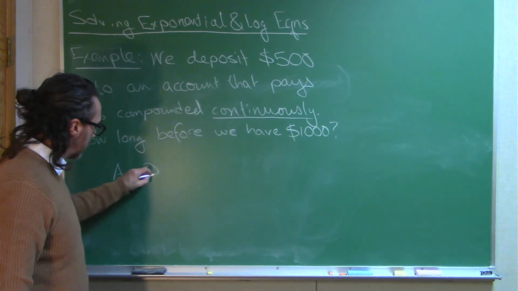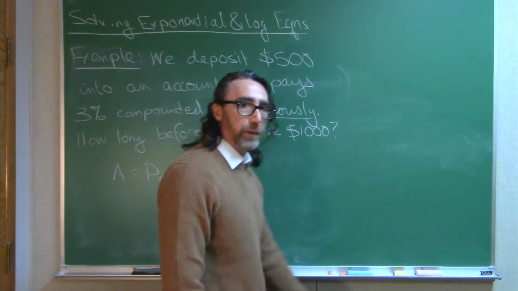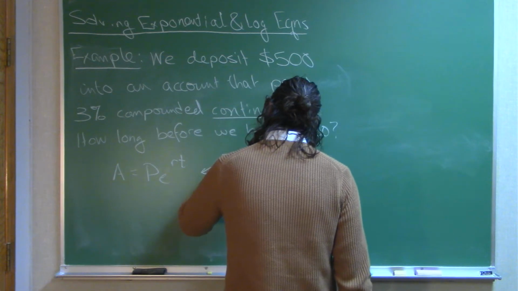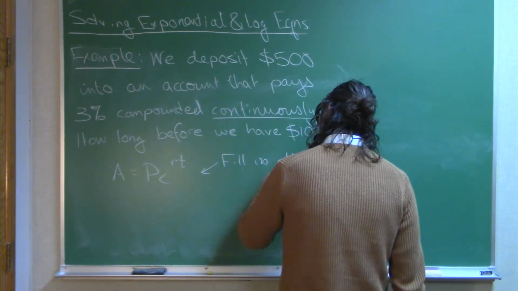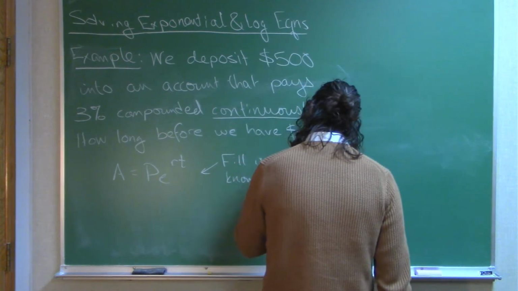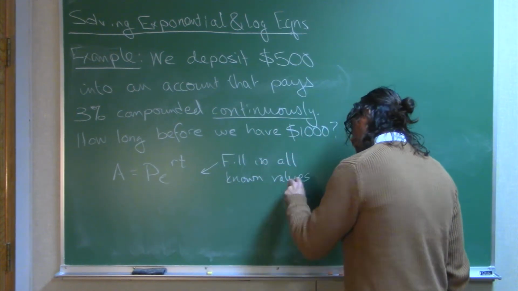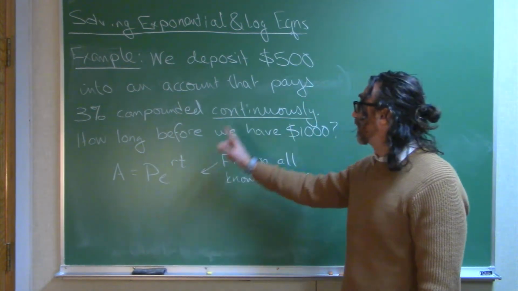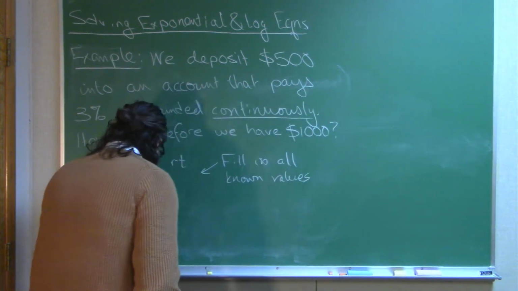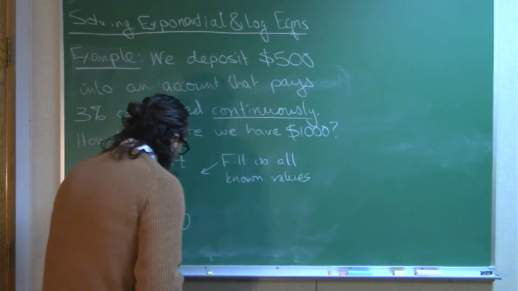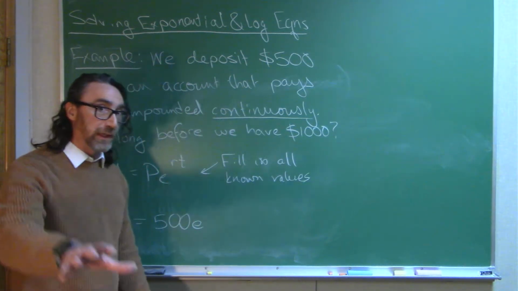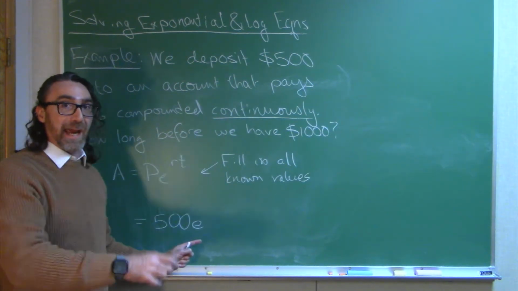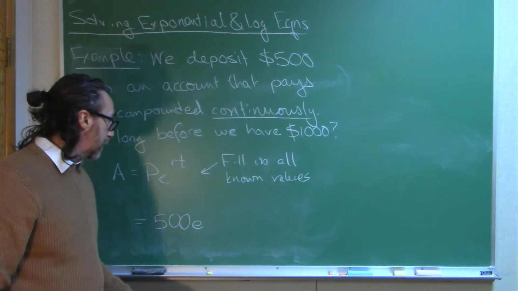Okay, so we see this keyword here, continuously compounded interest. So right away, we're thinking about this model here. A equals P e to the rt. What you want to do is fill in all the values that we know. Okay, so we know P, we know the principal is $500. So I'll put a 500 right there. e is a special number, okay, that never gets filled in with anything. It's like pi r squared. You never fill in a value for pi. Pi has its own special value, just like e does.